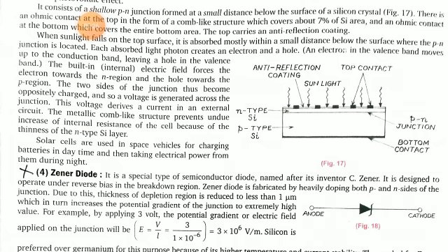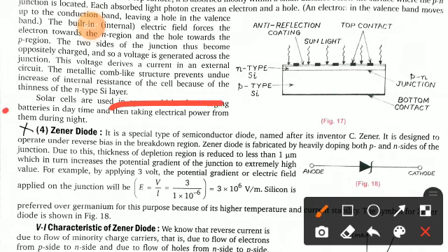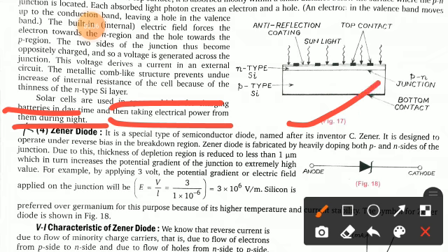n-type silicon crystal layers. Now, solar cells are used in space vehicles for charging batteries in daytime and then taking electric power from them during the night. And this is the figure. There is an n-type layer and this is the p-type substrate.